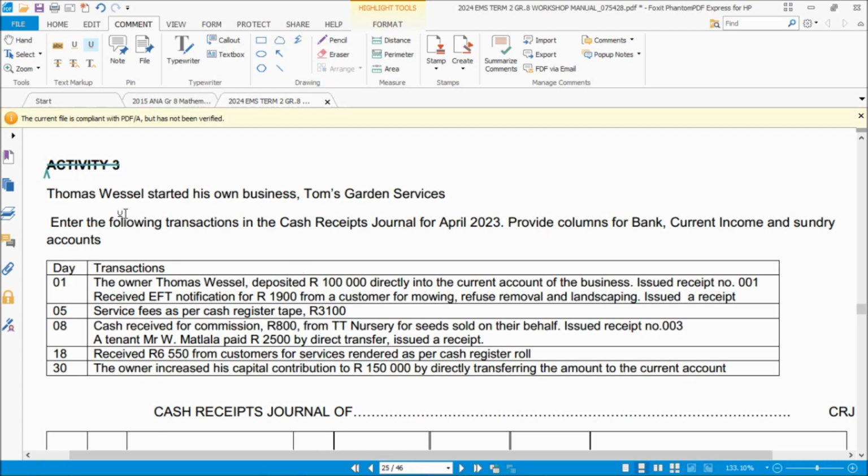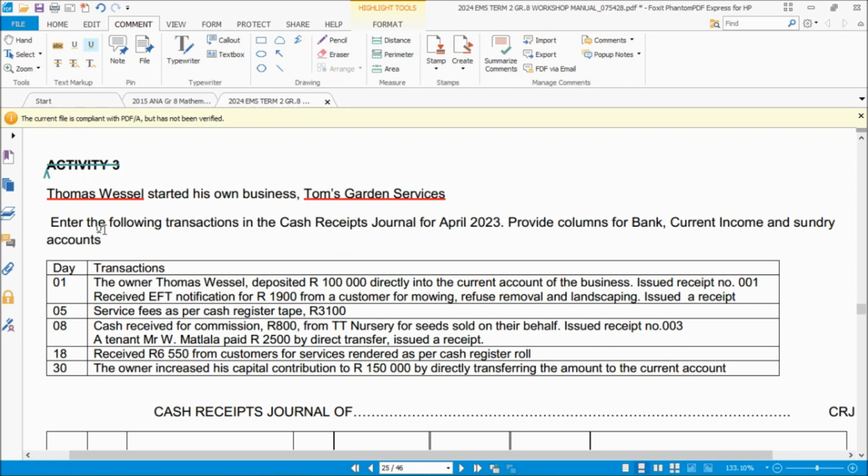Okay, Thomas Vessel started his own business, Tom's Garden Service. So we know the owner of the business is Thomas Vessel. He started his own business, Tom's Garden Services. We know that this business is about servicing gardens. Alright, it's a garden service business.